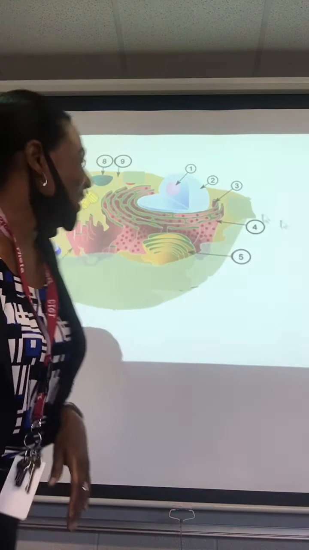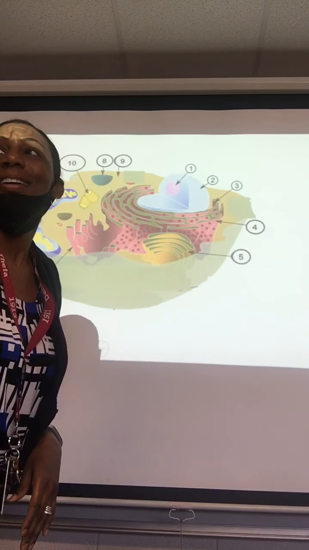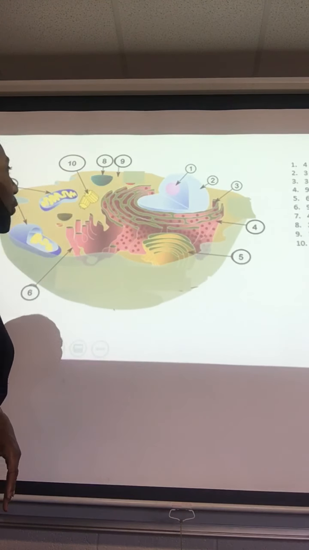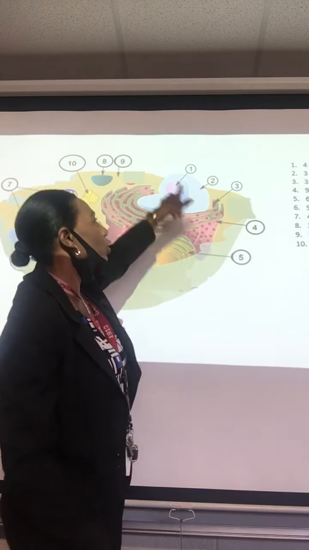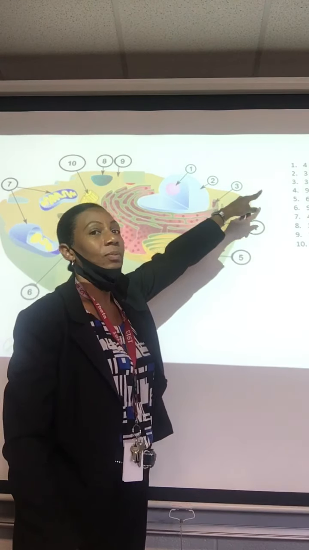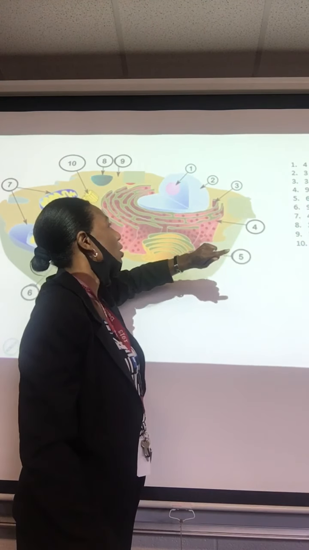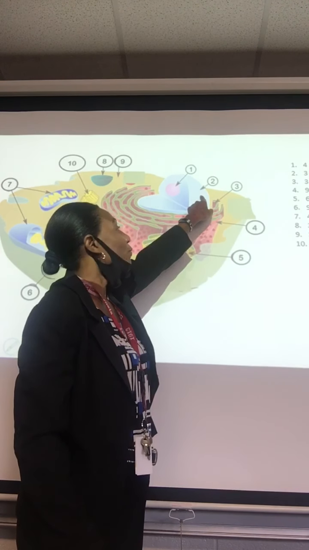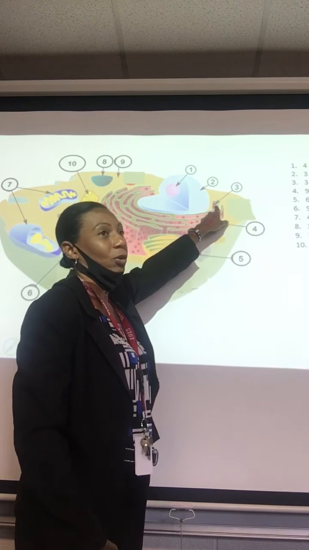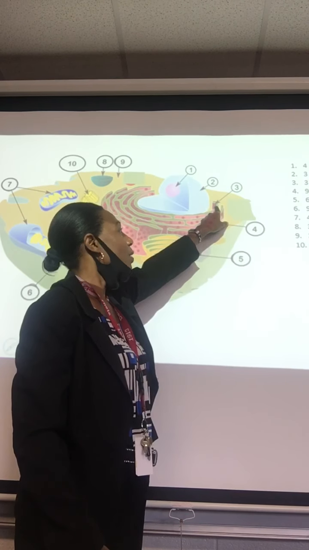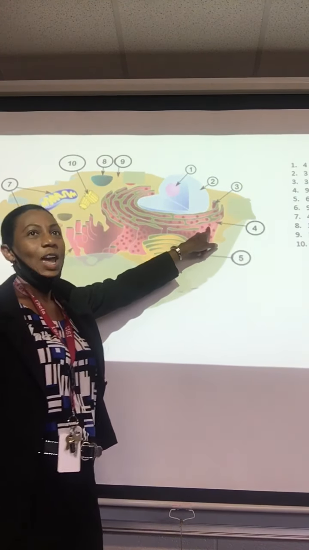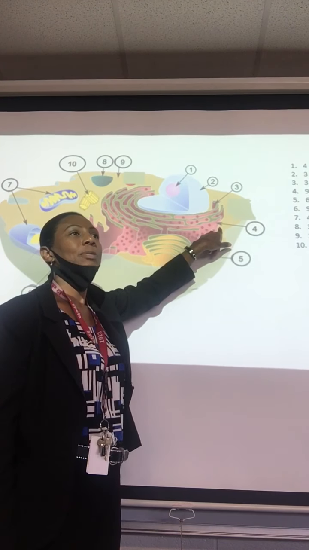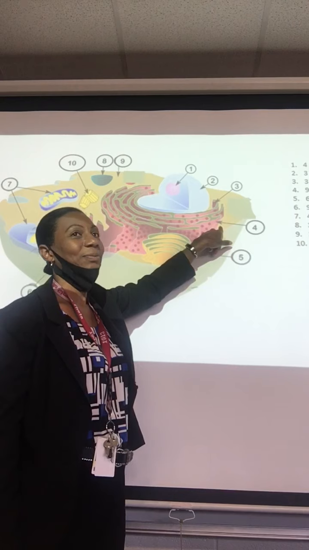Take a look at the screen. Do you remember doing that when you were younger? Yes. Yeah, it's so very important that you listen to the sounds because that can help you with your spelling. Number 1, nucleolus. How many sounds? You should have 4 sounds. Number 2, nucleus. How many sounds? 3 sounds. For number 3, ribosome. How many sounds? 3. For number 4, rough. And it's rough because it has all of these ribosomes on it. Rough endoplasmic reticulum. You should have 9.